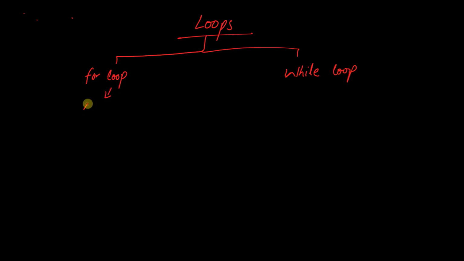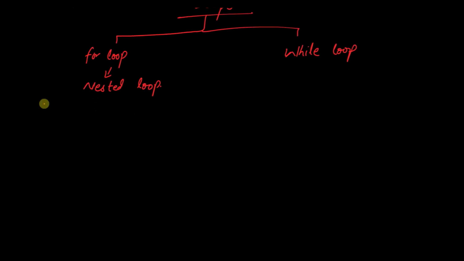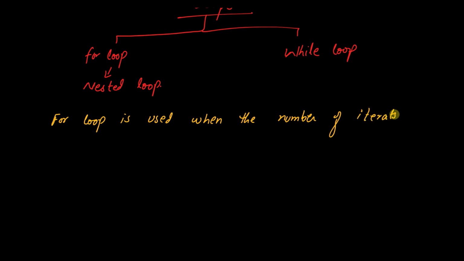For loop is further divided into a nested loop. Okay. So firstly, today we are going to discuss what a for loop is with the help of a syntax and with the help of a diagram. So a for loop is specifically used when the number of iterations are known beforehand.